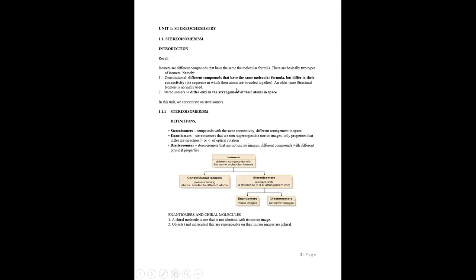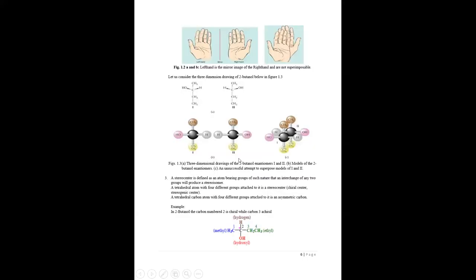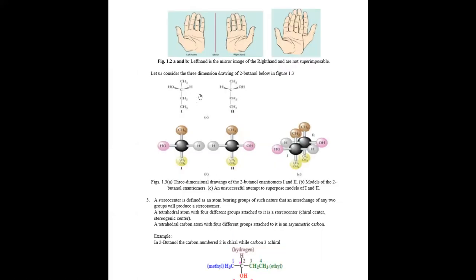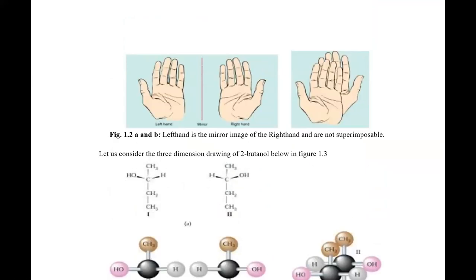When I talk about enantiomers, these are stereoisomers that are non-superimposable mirror images. When we talk about mirror images, let's take for instance your hands. You take your left hand and right hand, and then a mirror. When you place this left hand, this is an object. What reflects back to you is an image.